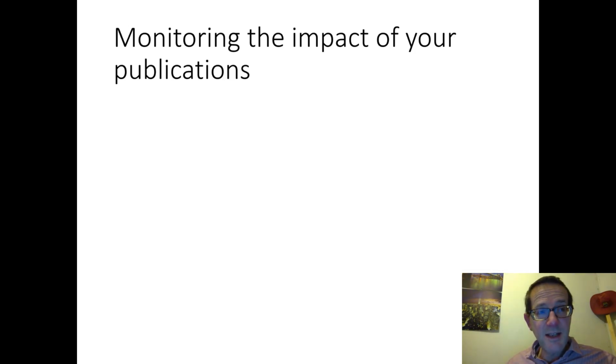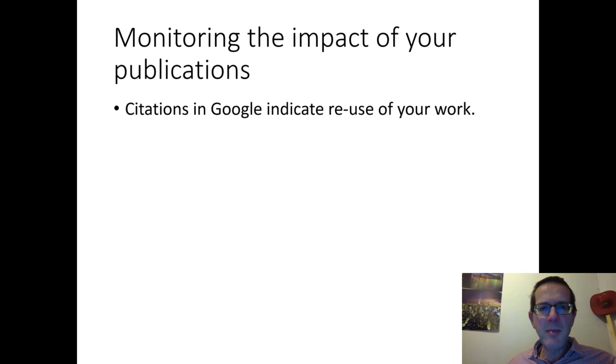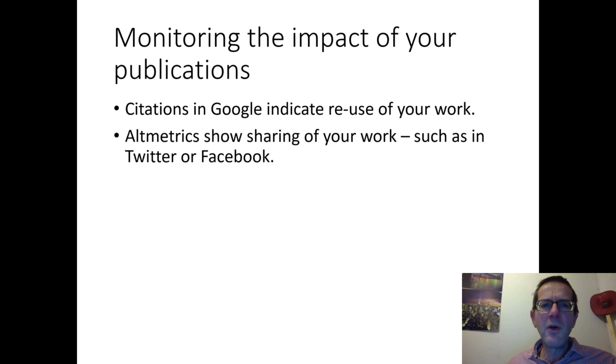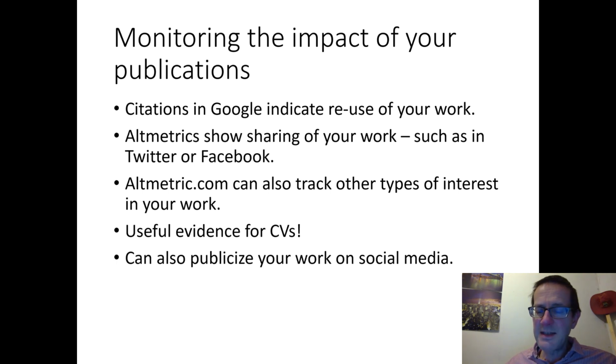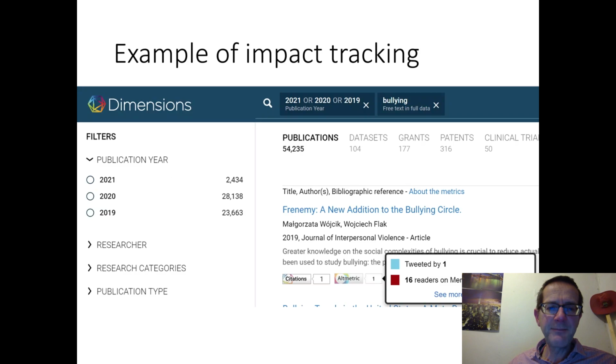And the final stage, if you do get published, is monitoring the impact of your publications. So you can check the citations in Google or the altmetrics in Dimensions to show how much your work has been shared on social media. Altmetric.com tracks the social interest in the work, for example, through Dimensions. Useful evidence for your CVs, evidence of the reuse of your work. And it's also a good idea to publicize your work on social media. Make sure that people in your community know that you published a paper and can access it.